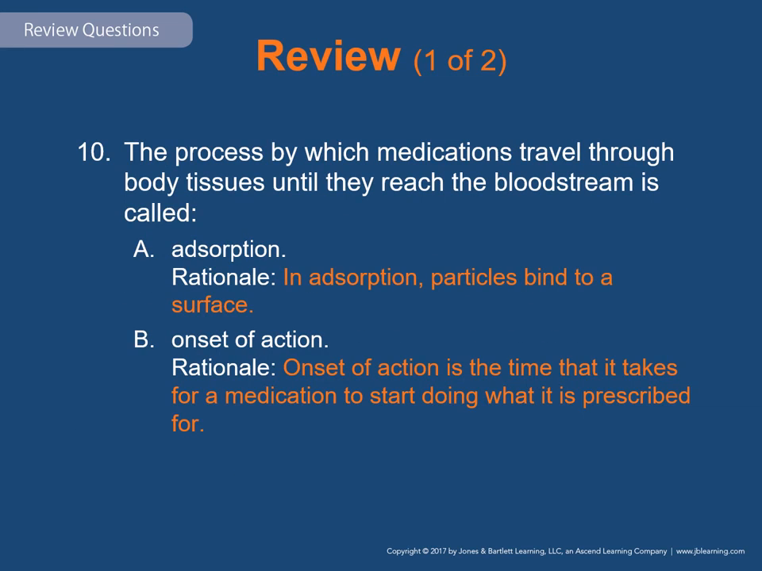So let's look at the incorrect answers. The process by which medications travel through body tissues until they reach the bloodstream is called A, adsorption. And that's incorrect because in adsorption, particles bind to a surface, like a chemical in the stomach binding to activated charcoal. B, onset of action. That's incorrect because onset of action is the time that it takes for a medication to start doing what it is prescribed for, and we just covered that a couple questions ago.